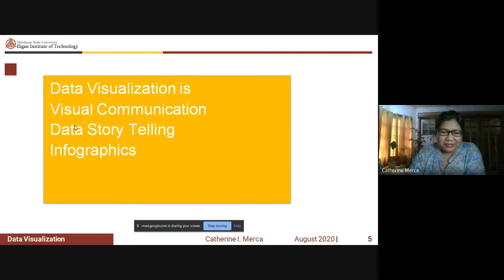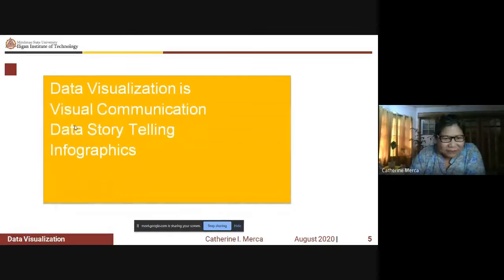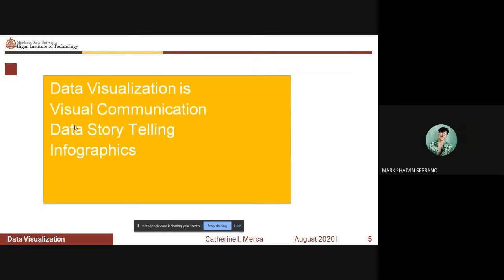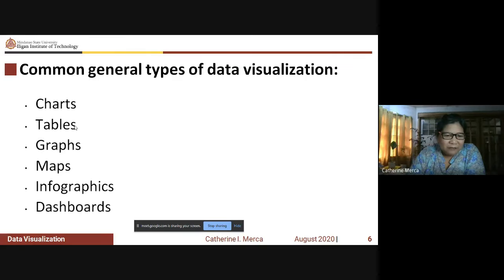So you learn about infographics later on. Or do you have any idea what infographic is? Sino may idea? Anyone? Baka naputol na naman kasi ako. Can you hear me? Yes, ma'am. Yes. So infographics come from the word information, and you have your graphs, visual image diagrams. The common general types of data visualization are charts, tables, graphs, maps, and infographics and dashboards.